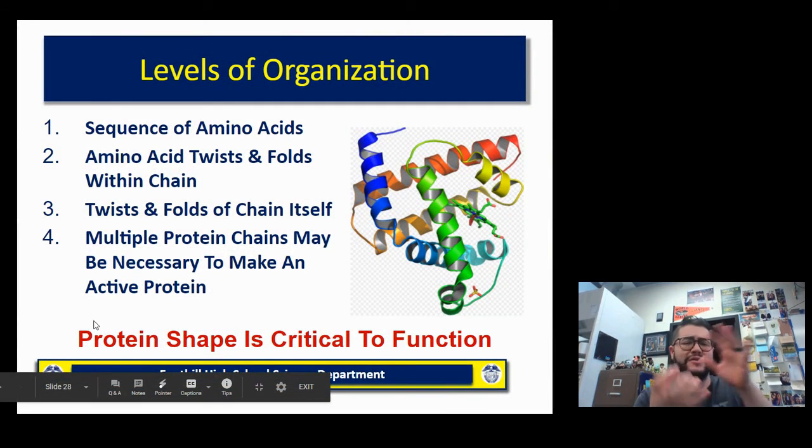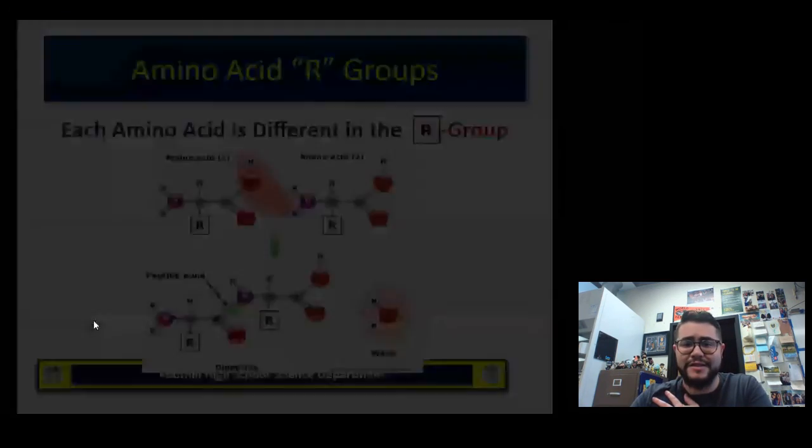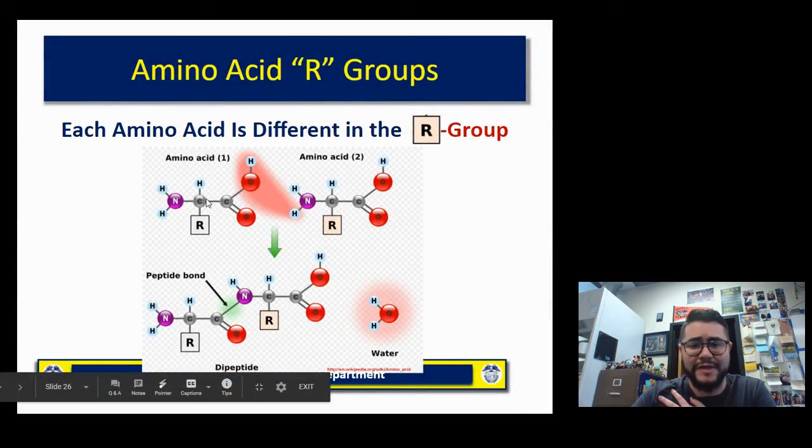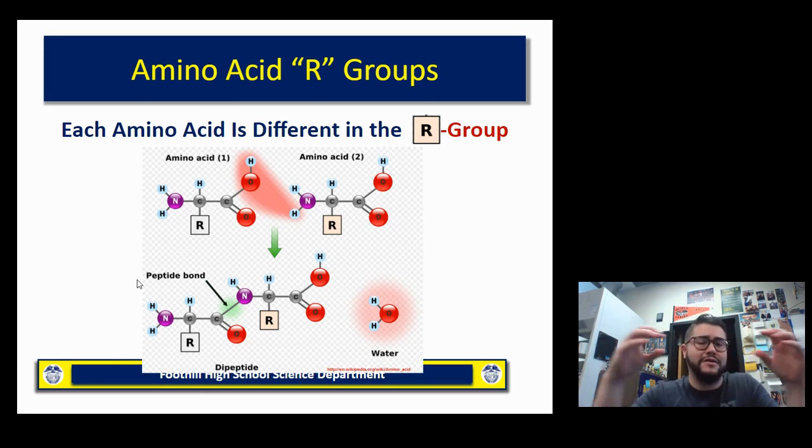And then it goes through a series of folds and twists to make a protein which has a complex function. But they all generally start as simple as this, where you have one amino acid bonded to a second amino acid and to a third and a fourth and a fifth and so on until you get this long chain of amino acids.